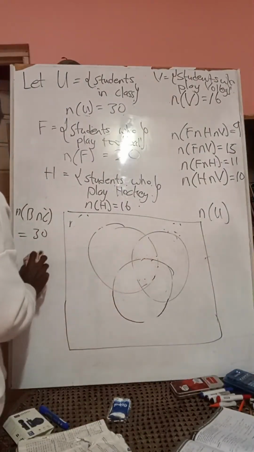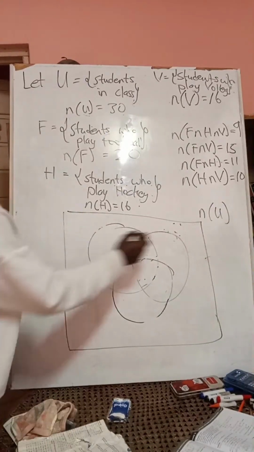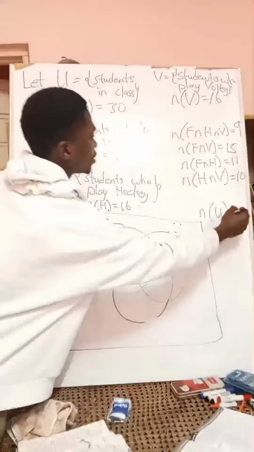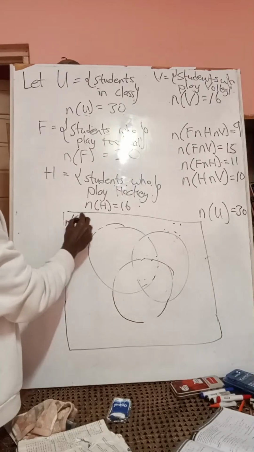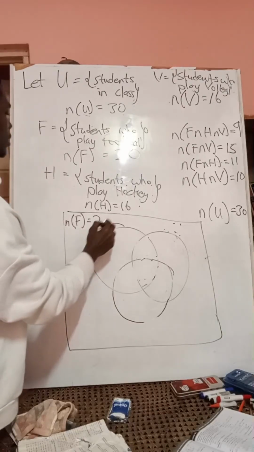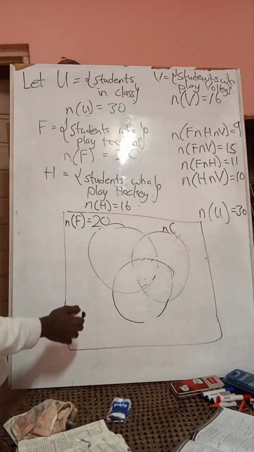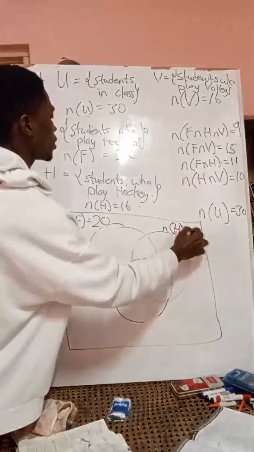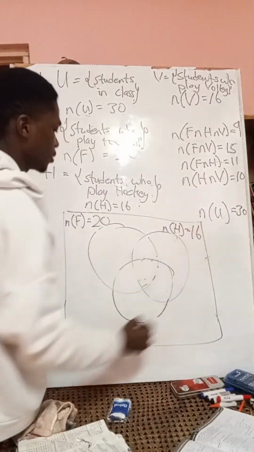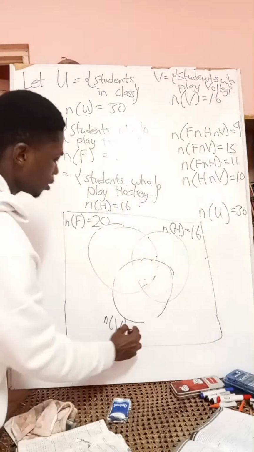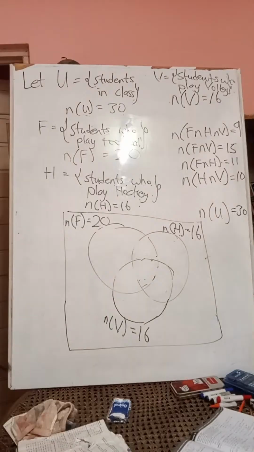Number of U is already here. So this one will be number of U equals what? 30. The number of F equals what? 20. Then number of H equals what? 16. Number of V equals 16. So when you come here, I told you that you should write the intersection first.